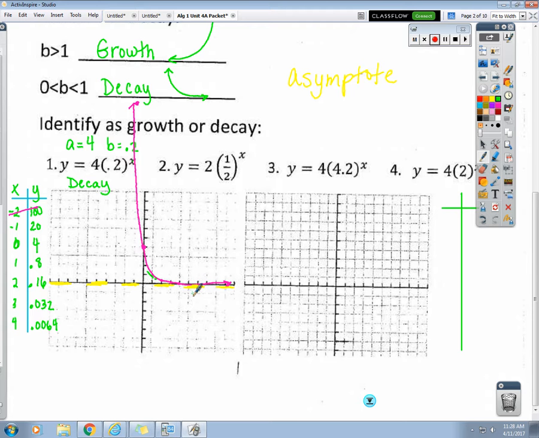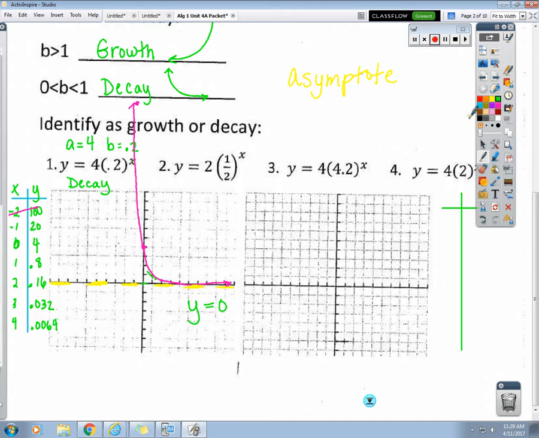On this test, they're going to also expect you to be able to write the equation of the asymptote. Well, isn't the asymptote line, that yellow line that I drew in, a line that cuts through the y-axis at 0? So that's the equation of it. Y equals 0 is our asymptote line. Any questions so far?